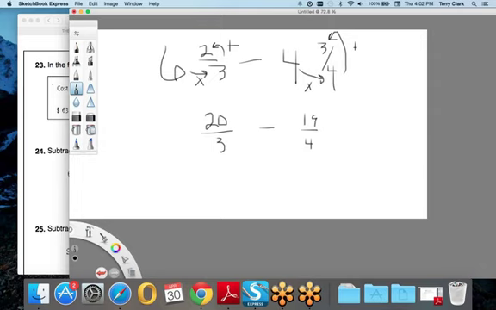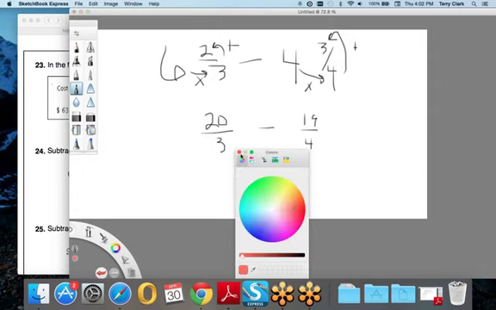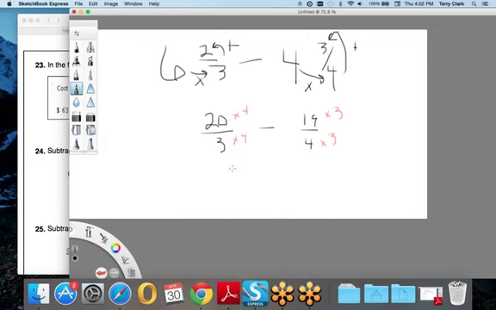3 is a prime number, so what I'll do is multiply this by 4 and this by 4. When there's a prime number involved, you can take the prime number and the composite, and multiply the two numbers together to come up with your least common denominator. And then the math is going to be cut and dry here. So 20 times 4 is 80. 3 times 4 is 12.